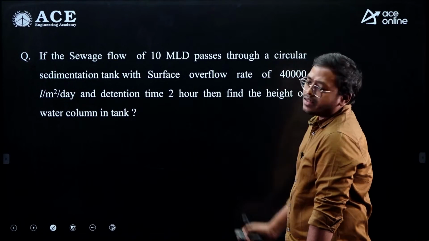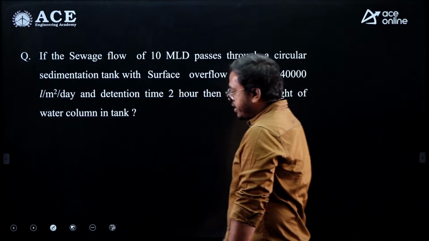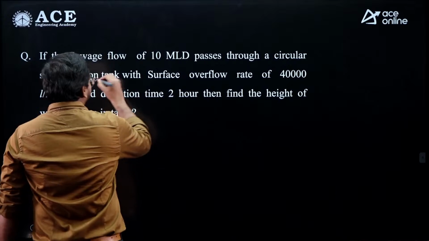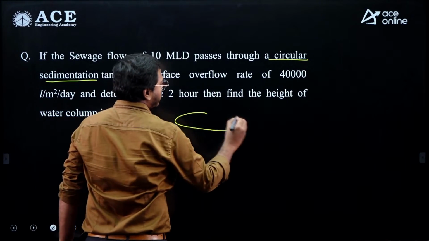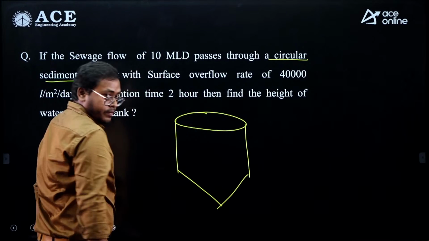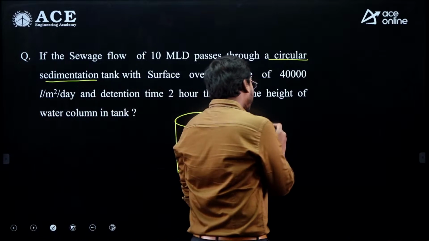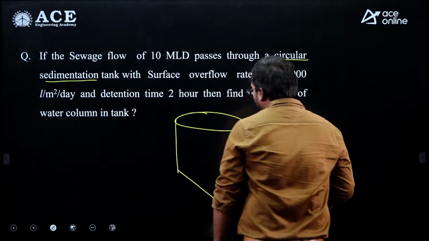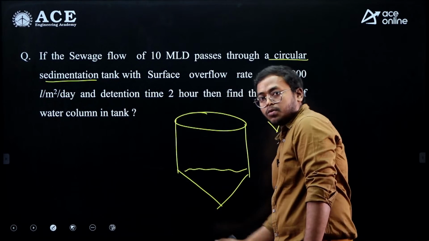Another question, very easy, circular sedimentation tank. So let us see this question once. He is saying he has a circular sedimentation tank, and we know very well how a circular sedimentation tank looks like, something like this. And I have stressed, especially in classroom so many times, that the volume will include this cylindrical part as well as this conical part at the bottom.